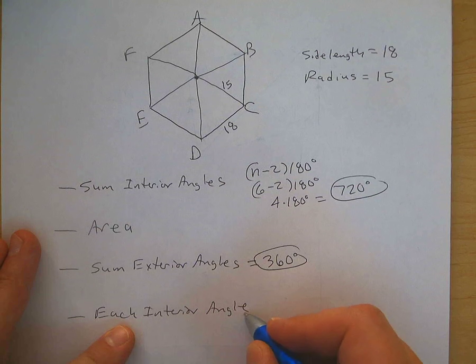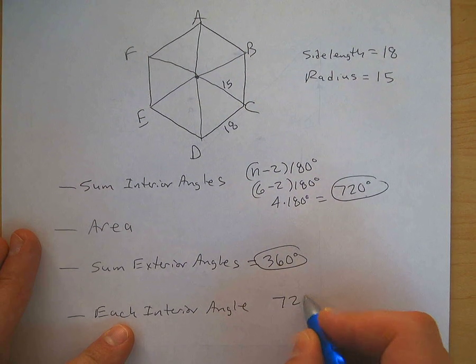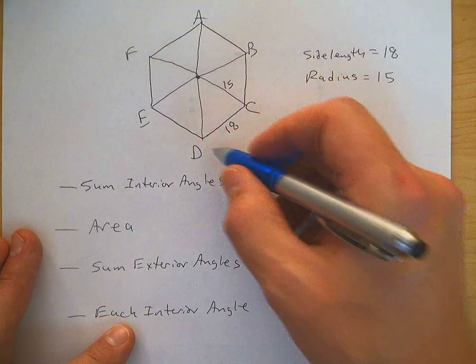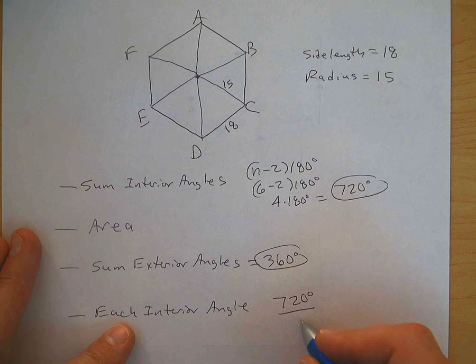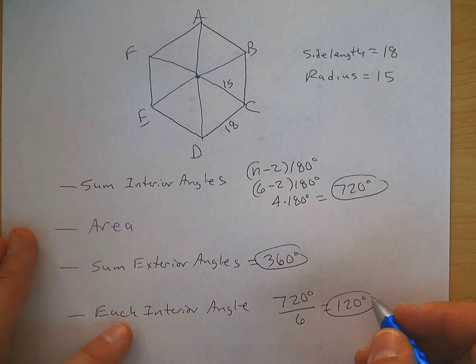Measure of each interior angle. Well, here's the key. We take the sum, which is 720, and we have to divide it by 6 angles, and we're assuming all those angles are congruent. So we're dividing it by 6. Each interior angle is going to be 120 degrees.